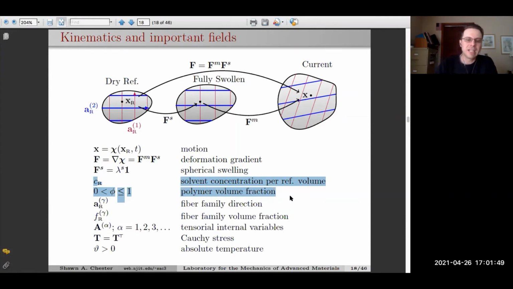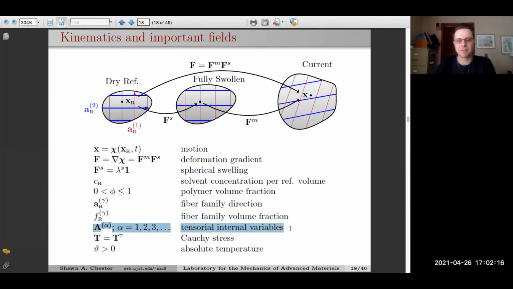And a little easier in the literature, you'll find this phi. It's the polymer volume fraction. It's nice because it varies from 0 to 1. And if phi is 1, it's 100% polymer, dry. And then as phi gets lower, you have more and more solvent. I already mentioned here about the fibers. They have a direction and a volume fraction.